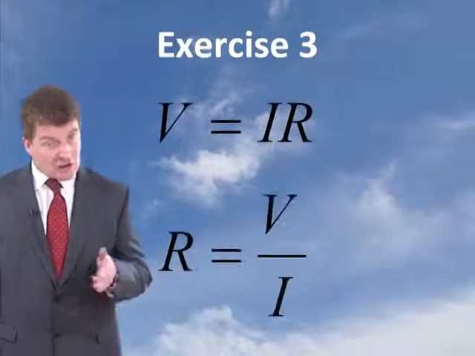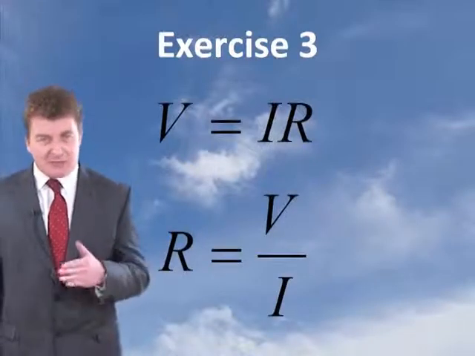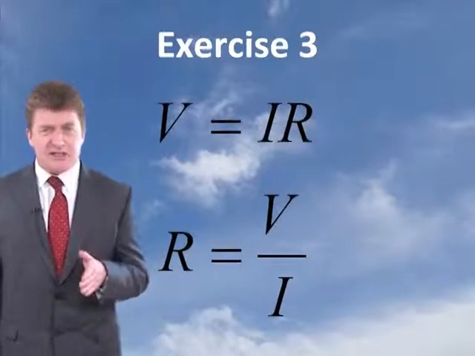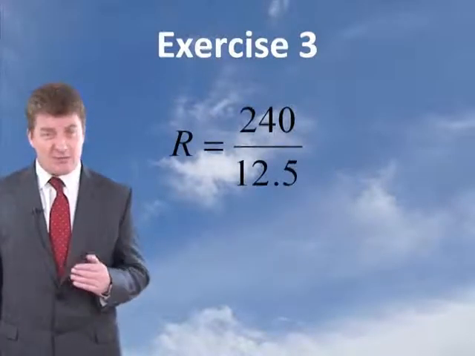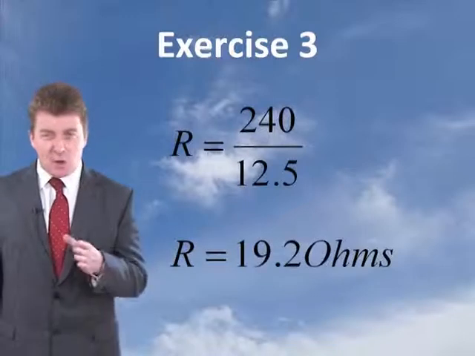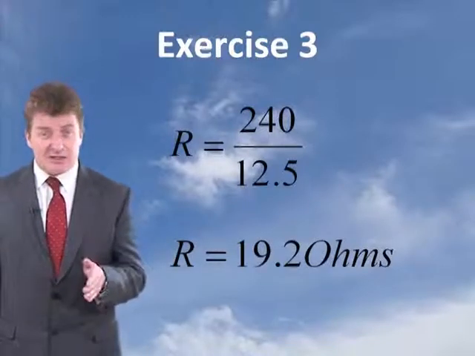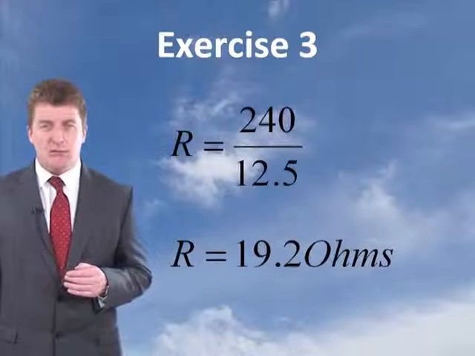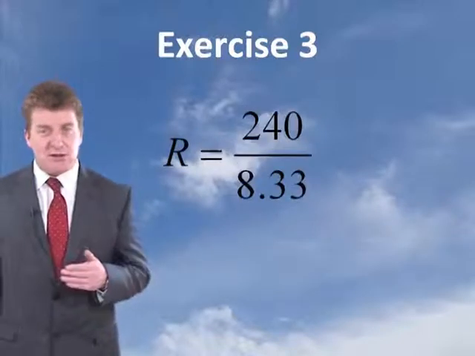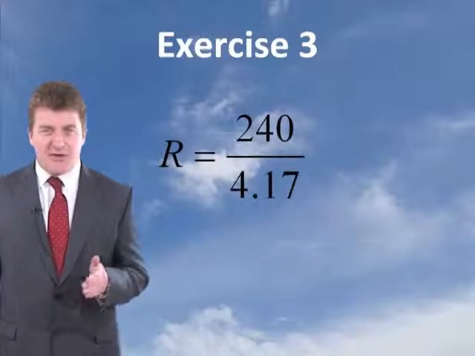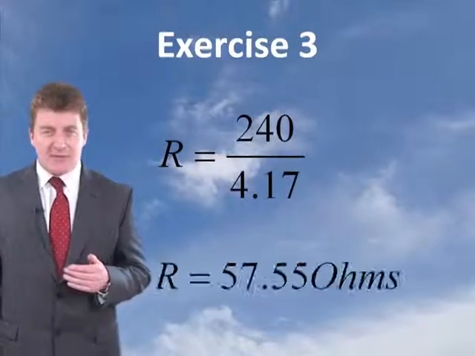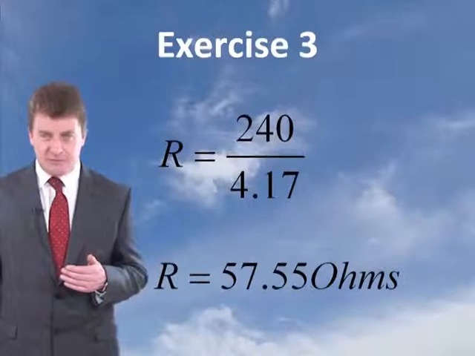Then we determine the resistance of each item using V equals IR, which you can transpose to make R equals V divided by I. To determine the resistance of the heater, R equals 240 divided by 12.5, which is 19.2 ohms. The resistance of the heater is 19.2 ohms. The resistance of the kettle, R equals 240 divided by 8.33, is 28.8 ohms. And the resistance of the computer is 57.55 ohms.